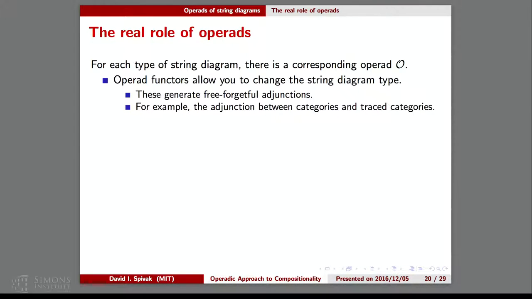So what's the real role of operads in all this? What I'm talking about is string diagrams, and how for every string diagram there's an operad O. The operad just allows you to change the string. A functor between operads allows you to change the string diagram type. So if you know that every string diagram of type 1, that operad maps into this operad of type 2, then you get an adjunction between models of one and models of the other.